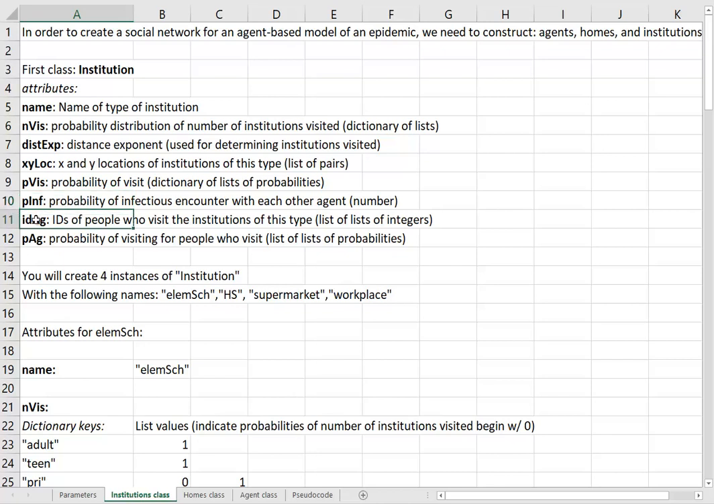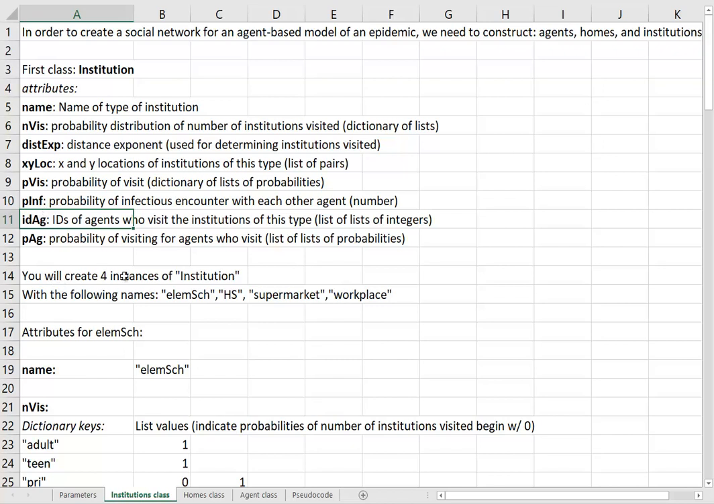And so here we have ID AG, which are the IDs of the agents who visit institutions of this type. Instead of people, I'm going to say agents, because I'm using agent as a word for people in this case. Sometimes agents are more than one person, but I'm trying to be generic. So these are the IDs of agents who visit, and this is the probability of visiting for agents who visit. These two will be specified later, but these others are initialized when you define the class.